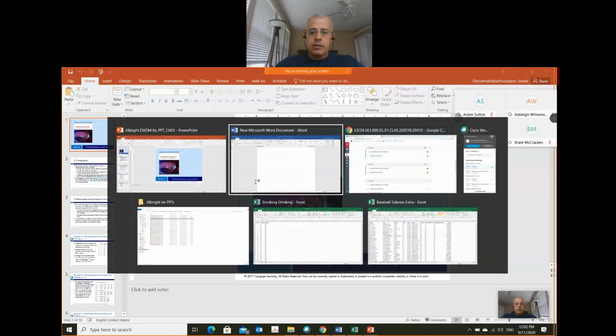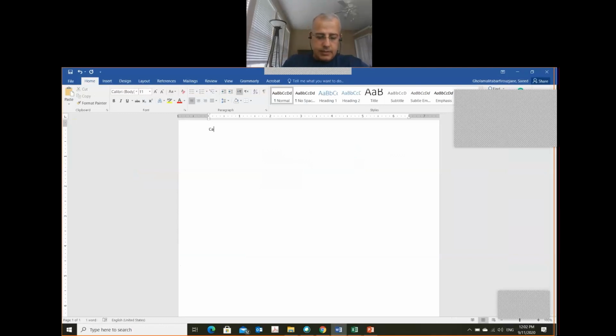So the first point is that causality is not inferred from coincidence. Okay. Our job as a data analyst is to look at the data and see if there is any relationship among these variables.